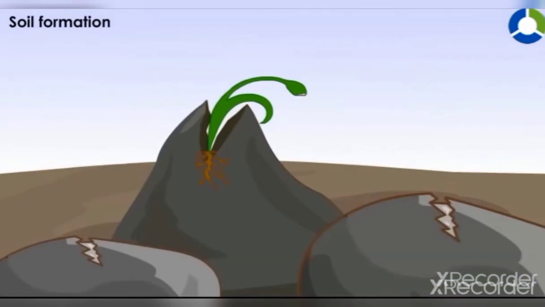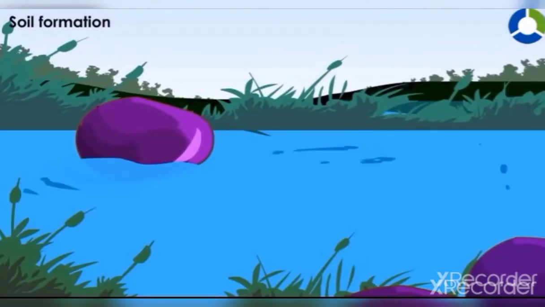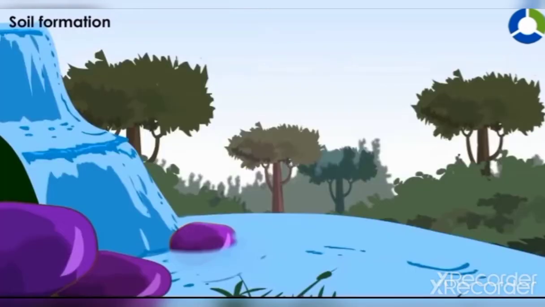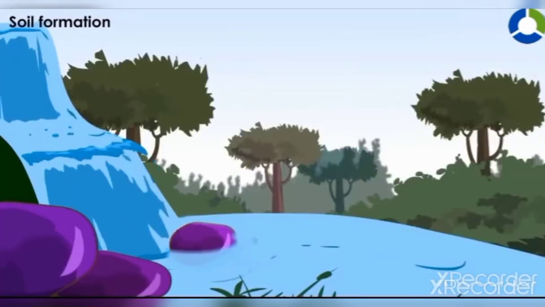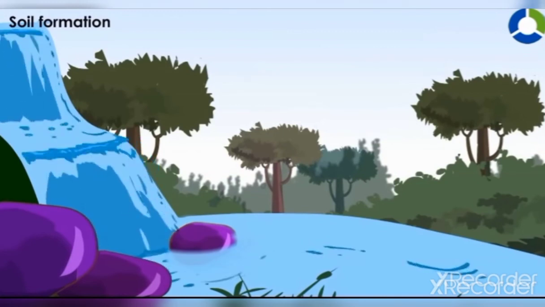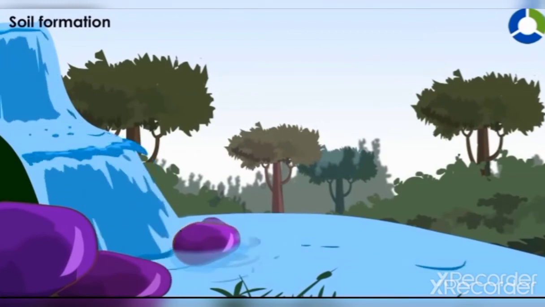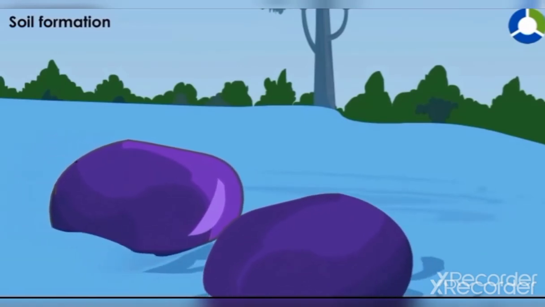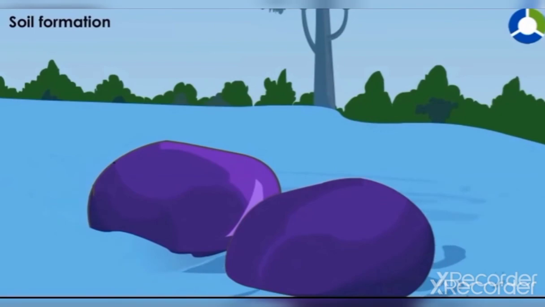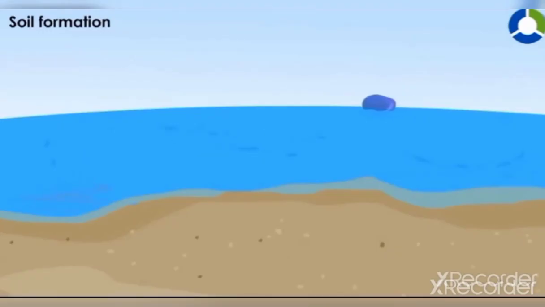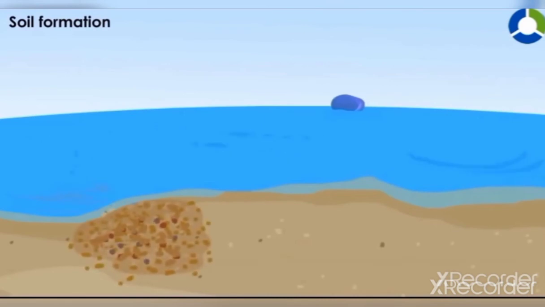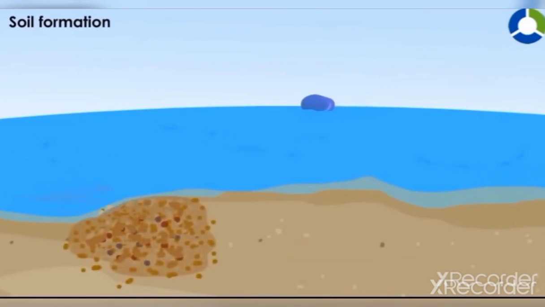Sometimes the roots of plants enter the crevices of rocks. The roots grow and require more space for themselves and so break the rock into pieces. The moving water of streams, waterfalls, and rivers also breaks large rocks into smaller pieces. These smaller pieces of rocks undergo various changes and finally form soil. Soil formation is a slow process and it takes thousands of years to form a layer of soil a few centimeters in thickness.